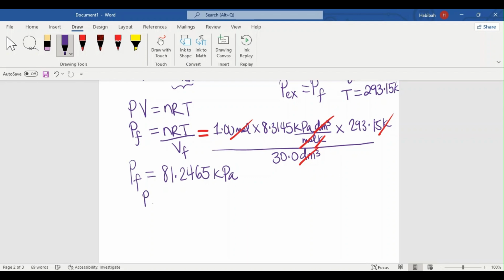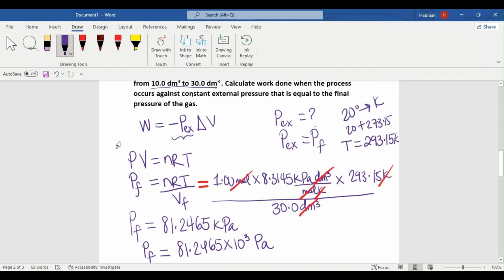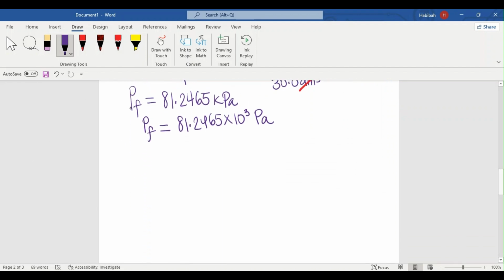Now, don't forget that this kilopascal can be rewritten as 81.2465 times 10 raised to the power of 3 Pascal. That's basically what kilopascal is. Now this question is asking us for the work done, so that would be W equals negative P final times change in volume. But one thing you have to note is that the Pascal is the unit for pressure. What is pressure? Pressure is simply force over area. That's the fundamental definition of pressure, force over area.